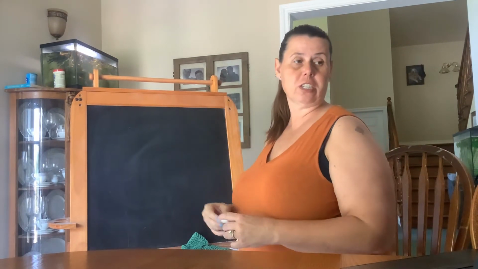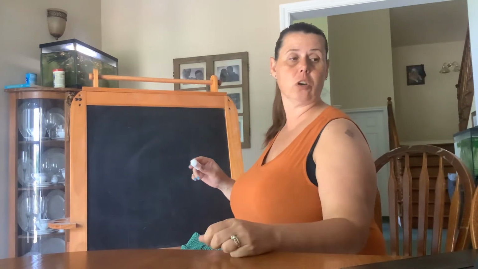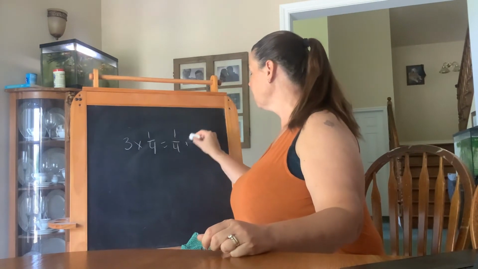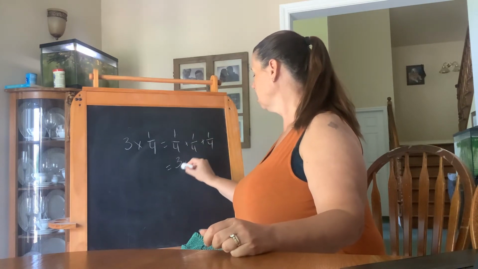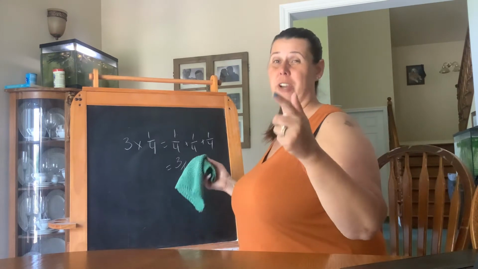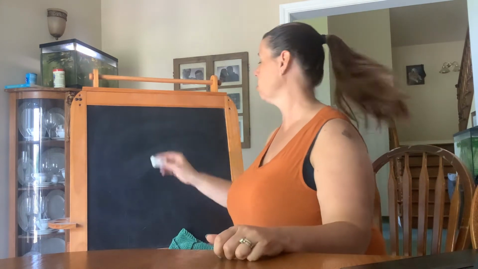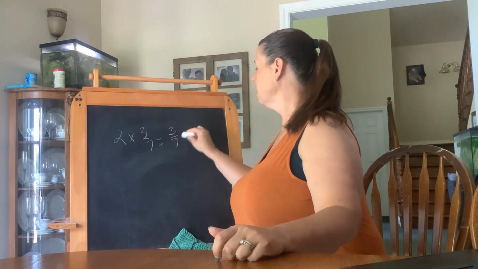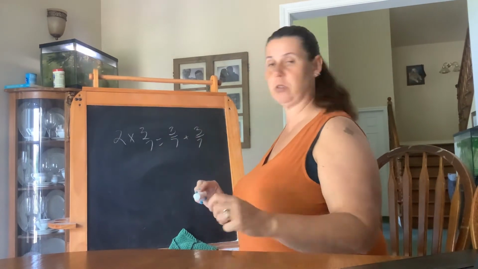So in the first question it says write each product as a sum. A sum means adding, right? So 3 times a quarter equals a quarter plus a quarter plus a quarter. 1, 2, 3 quarters. Right? Okay? They don't even actually want you to answer it in this question. So I'll do the first one with you. 2 times 3 sevenths equals 3 sevenths plus 3 sevenths. I have 2 3 sevenths.